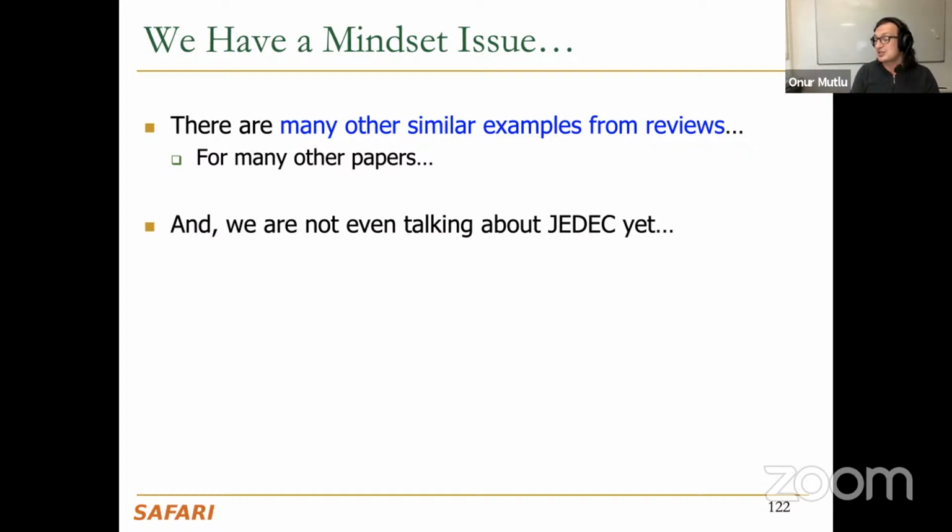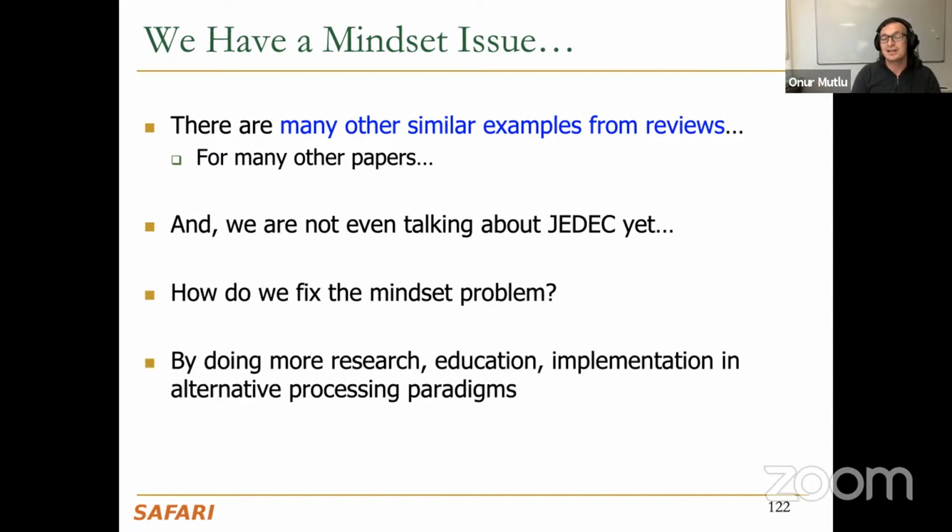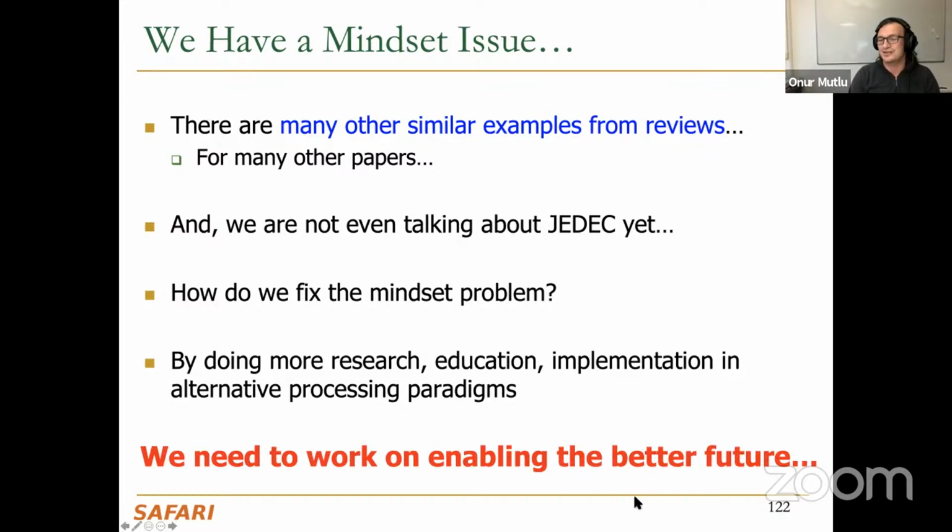And we're not even talking about industry standards, industry interfaces yet, right? Because industry tends to be conservative. But in research, we should really leap forward and find good ideas. So the question is, how do we fix the mindset problem? Clearly, we need to do more research, education, and implementation, alternative processing paradigms, and how to review papers, let's say. So we really need to work on enabling the better future. The goal is not to really cave in and only work on ideas that are easy to evaluate, easy to satisfy your reviewers with. That's a bad approach. That's terrible, actually. The goal is really to do the right thing and do strong research, look forward, look into alternative processing paradigms, but also educate people who are doing the reviews.